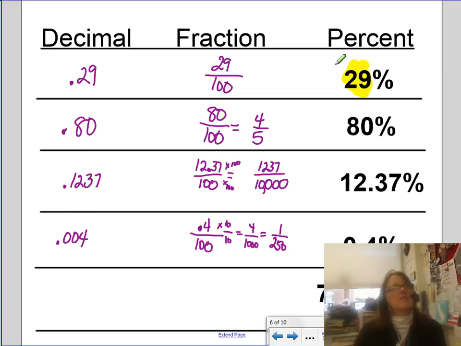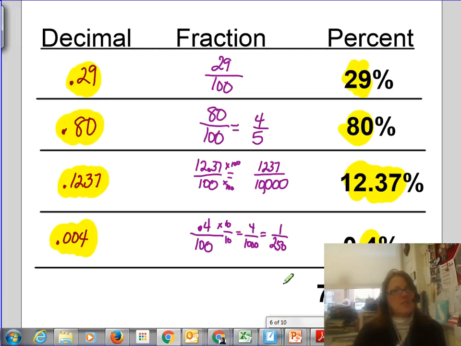29% becomes decimal point 29. 80% becomes 0.8 or 0.80. 12.37% becomes 0.1237. 0.4% becomes 0.004. Oh, there's something interesting going on here.